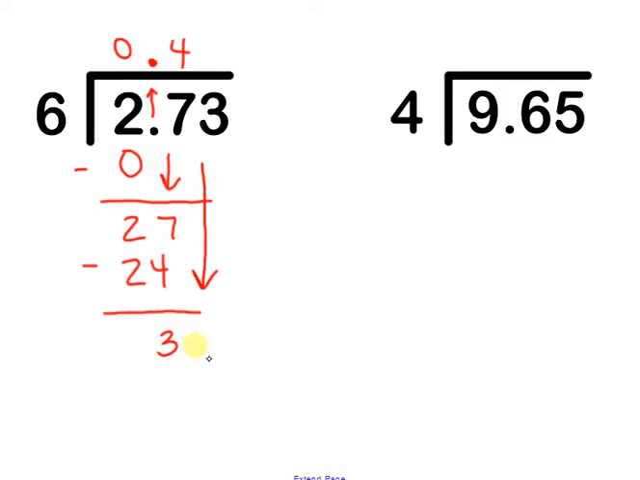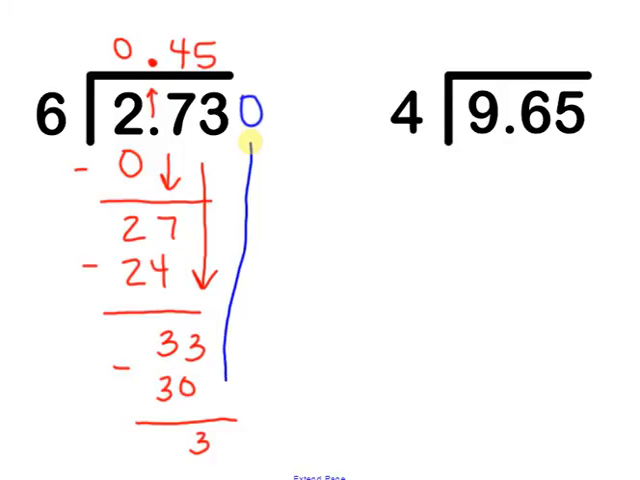Bring down the 3. 6 goes into 33 5 times. 5 times 6 is 30. Subtract. 33 minus 30 is 3. There's nothing left to bring down, but I have a remainder. Here's what you do. I've changed colors here. You're going to add a 0 onto the end, and you're going to bring it down anyway.